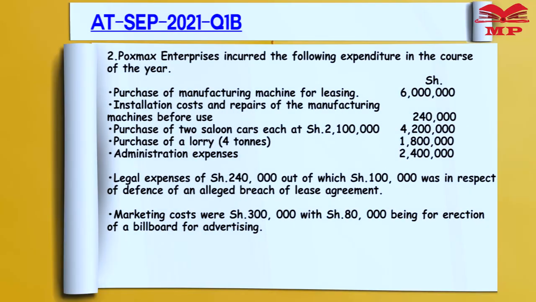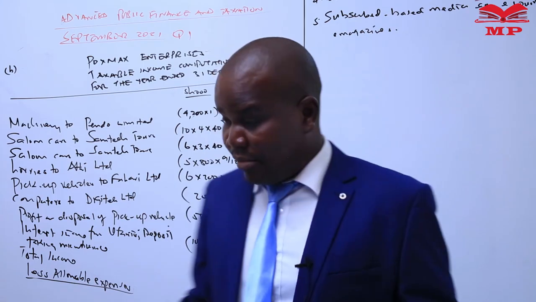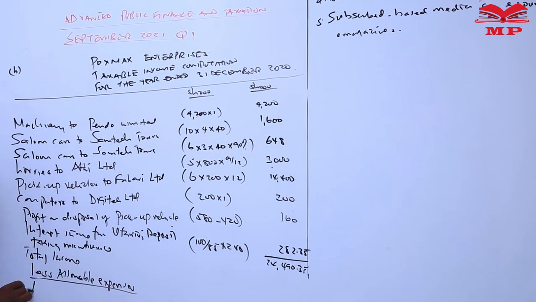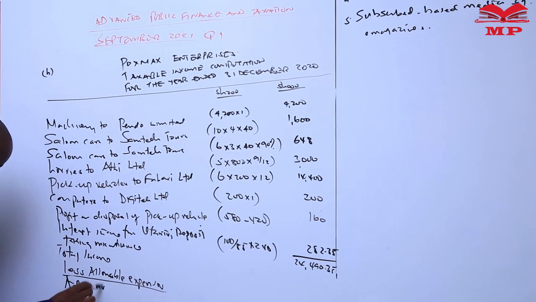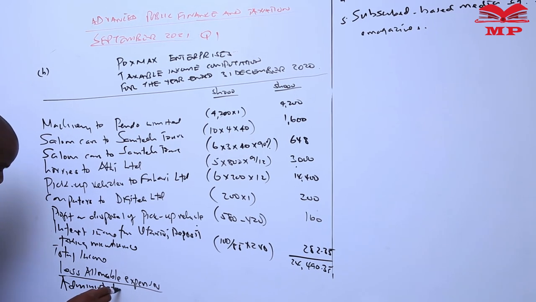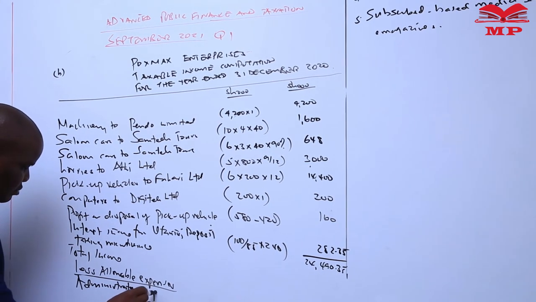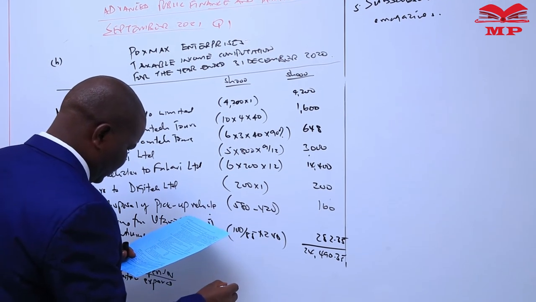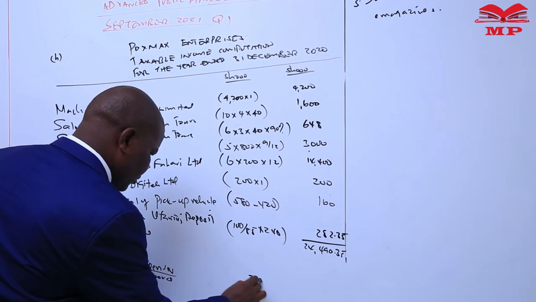Next, we have administration expenses of 2.4 million shillings. Administration expenses are allowable expenses. So then we can bring that here as an allowable expense. So we write here administration expense of 2.4 million.